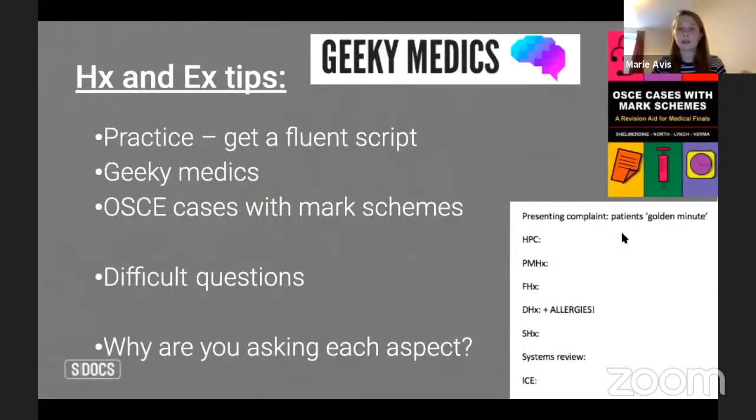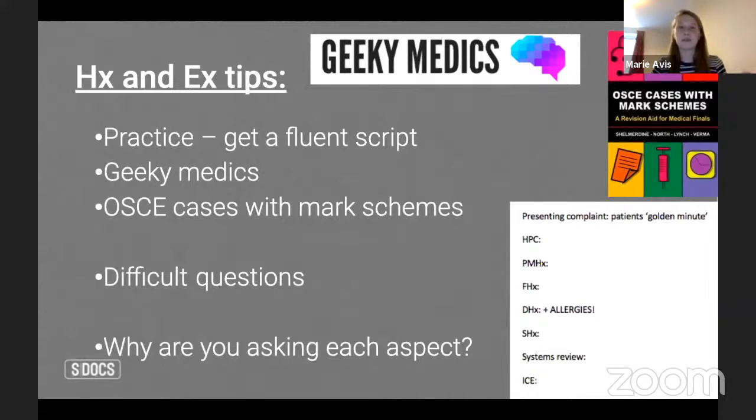So before we go into the nitty-gritty of differentials, I have a couple of tips for you, history and examination wise. So the most important thing, and I cannot stress this to you enough, is to practice. I've only got really comfortable taking histories and examining patients now, and I'm in final year. So the more you practice, just the more comfortable you'll be doing it. Get a fluent script as I've written.